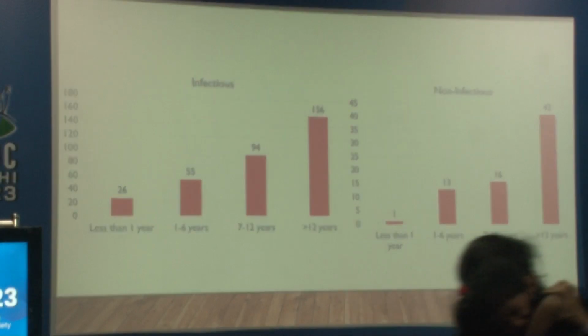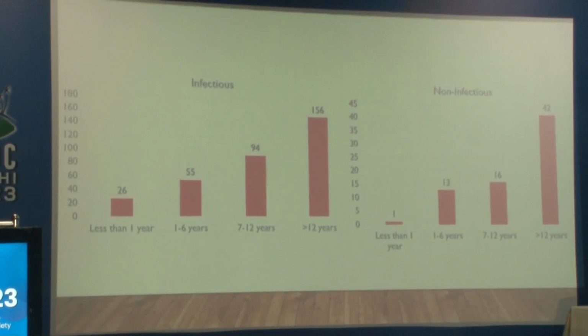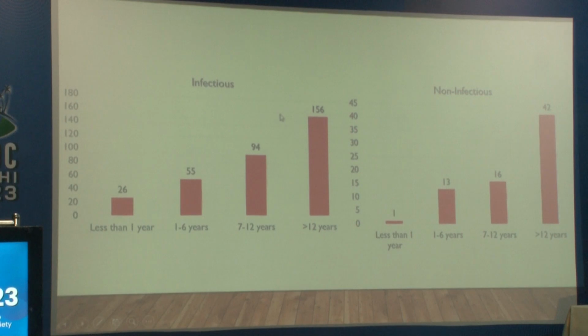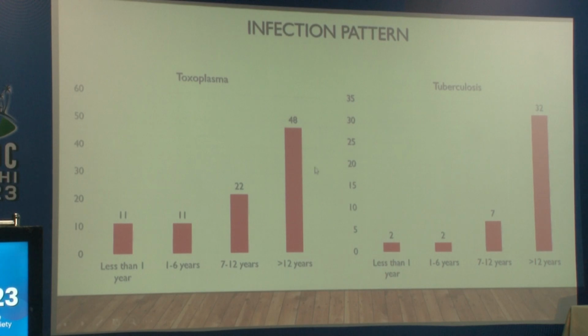Neonate and infant less than 1 year, 1 to 6 years, 7 to 12 years, and more than 12 years. What we have seen is that as age rises, the incidence of uveitis in them rises. This is the same in both infectious and non-infectious. But we have found infections more in the less than 1 year age group versus non-infectious. And toxoplasma versus tuberculosis were our major infection patterns; toxo was predominant in the less than 1 year age group versus TB.